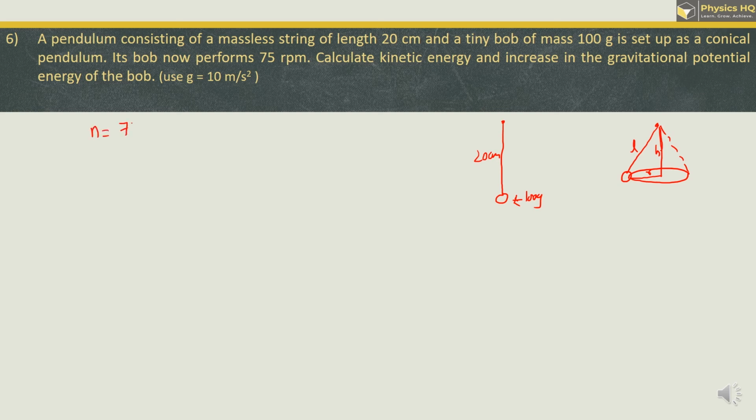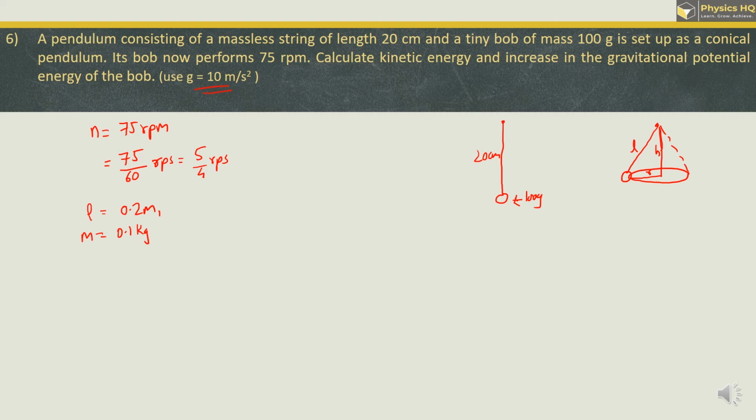For solving, we will convert this into seconds, so we will divide this by 60 to get revolutions per second. What we get is 5 by 4 revolutions per second. You can also write it as 1.25. The value of g is given as 10 meters per second squared. Length we got as 20 centimeters, which can be converted into meters, and it will be 0.2 meter. Mass is given as 100 gram, which can be written as 0.1 kg.